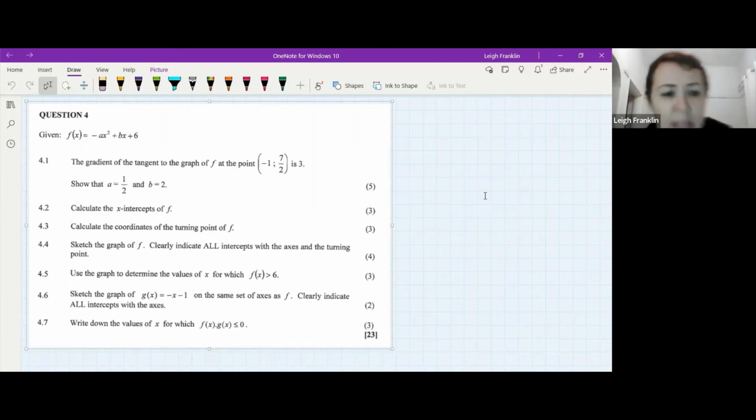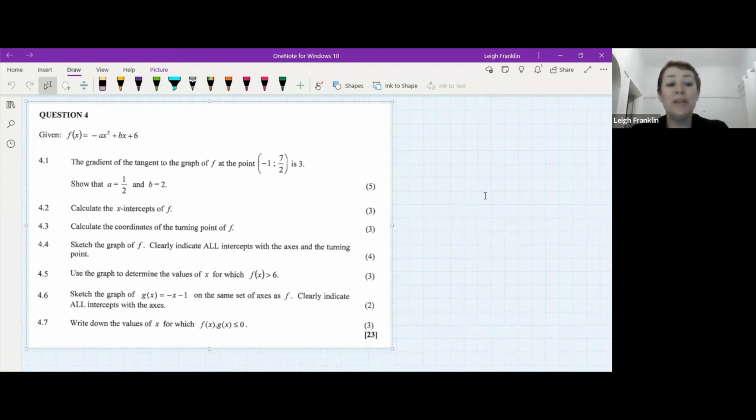So if you cannot answer the first question, but they've given the information that you need to carry on, don't just leave the rest of the question blank. Try and use that information. At least then you've only lost 5 marks and not everything. Okay, so the gradient of the tangent to the graph at the point -1 and 7/2 is 3.